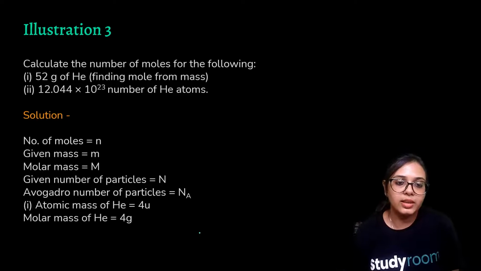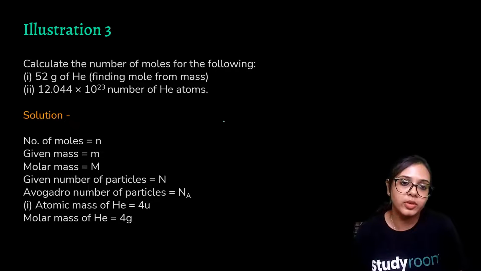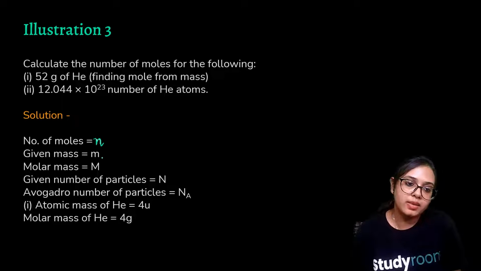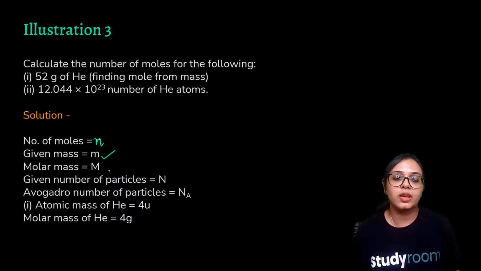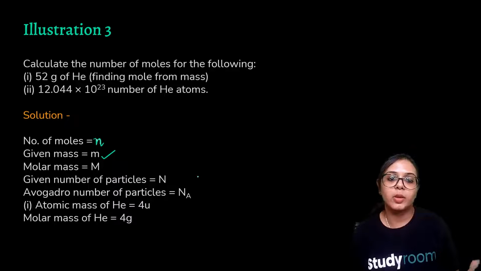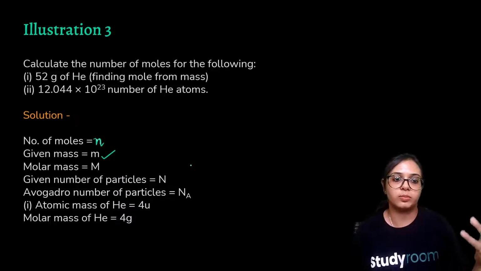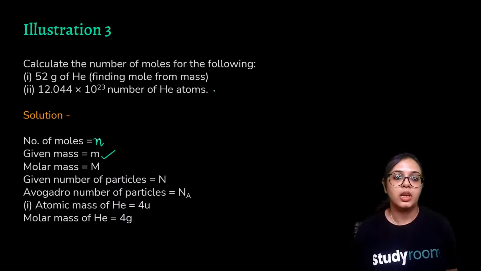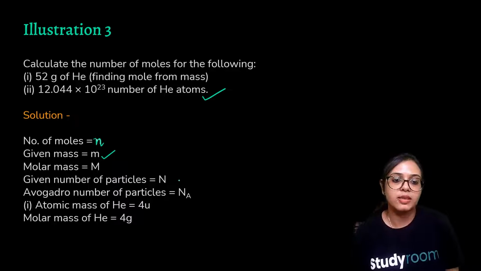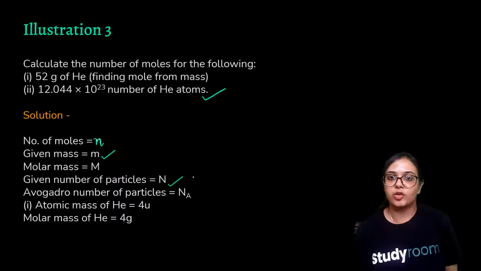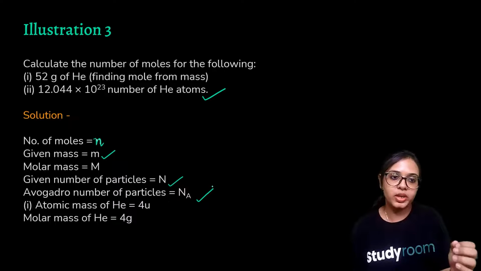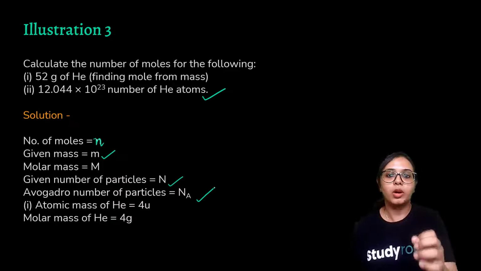Illustration 3. Calculate the number of moles for the following: 52 grams of helium. We will be finding mole from mass. So the number of moles, let's designate it with the small letter n. Given mass with the small letter m. For molar mass, we'll take capital M. For the given number of particles, let's designate it by N. The Avogadro number is Na. What we are supposed to do here is calculate the number of moles.